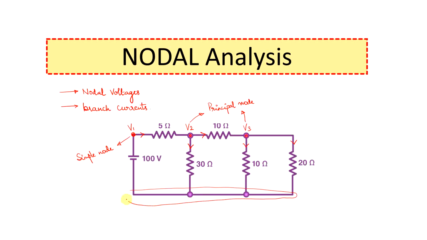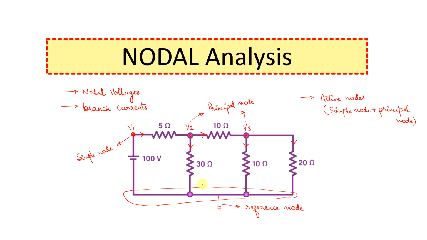single node. In general, when we look at nodal analysis, we consider the principal nodes and the simple nodes to be called active nodes. Active nodes, which is both simple node and principal node. And this node at the bottom is also one single active node, but for nodal analysis we will always consider this to be the reference, and this node will be exclusively called the reference node.